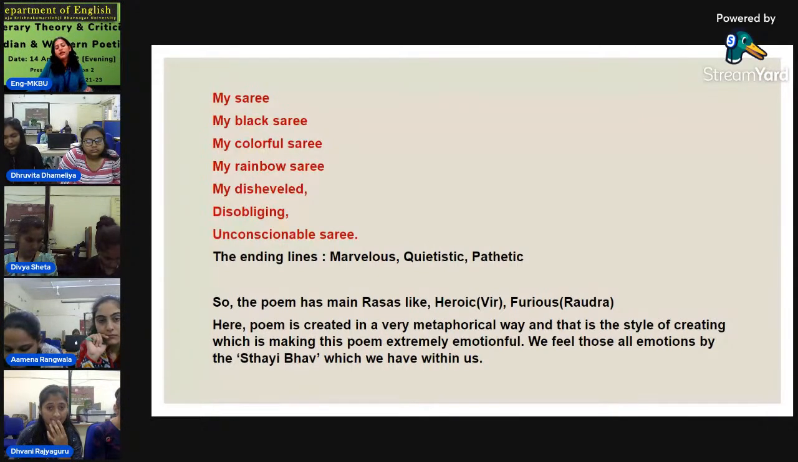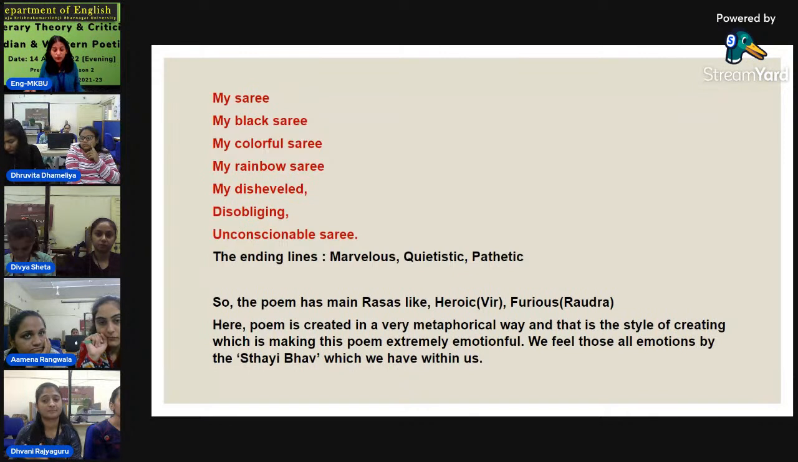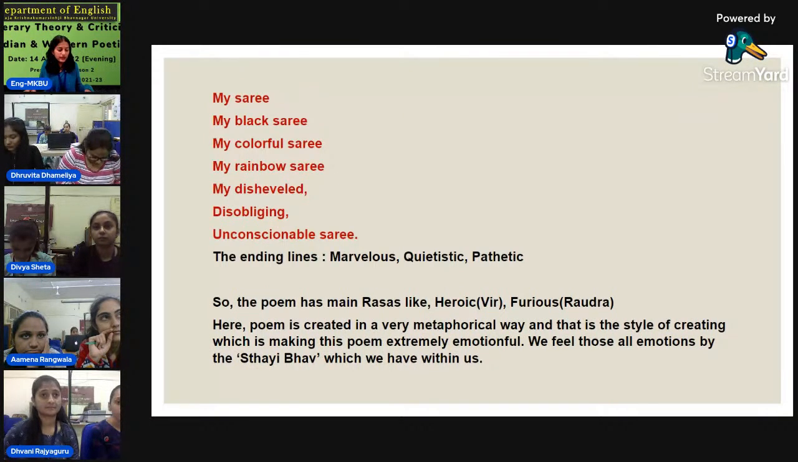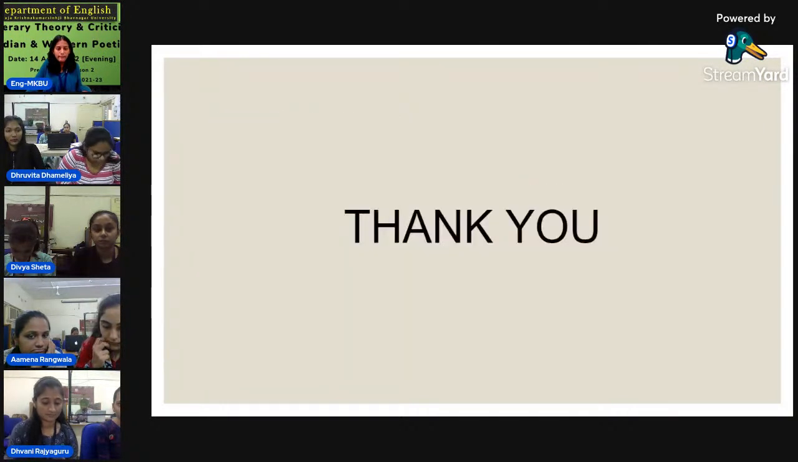So the poem has main rasas like heroic and furious. If we read the whole poem, then we can say that the main tone of this poem is heroic and furious. Here the poem is created in a very metaphorical way, and that style of creation is making this poem extremely emotional, and we feel all those emotions by the sthayi bhava, the emotional sentiments we have within us. So these are my works cited. Thank you.